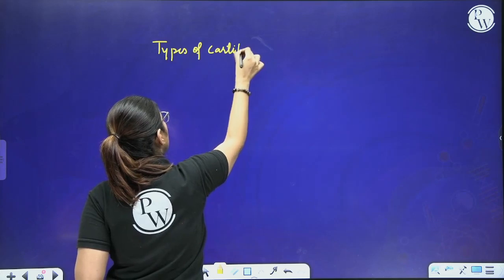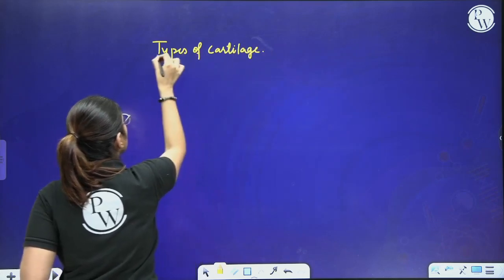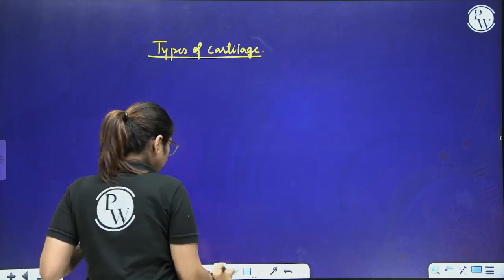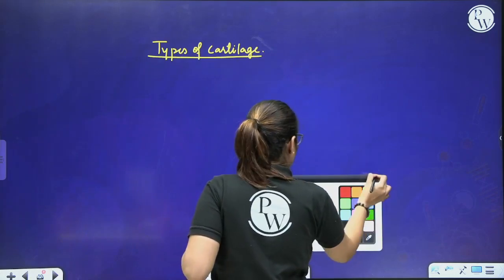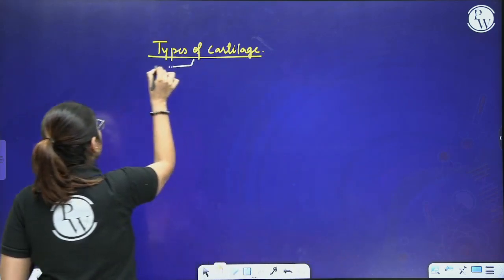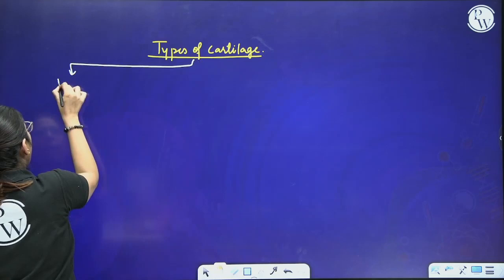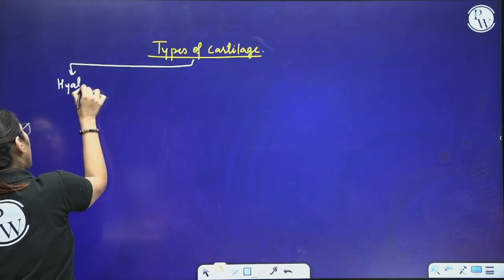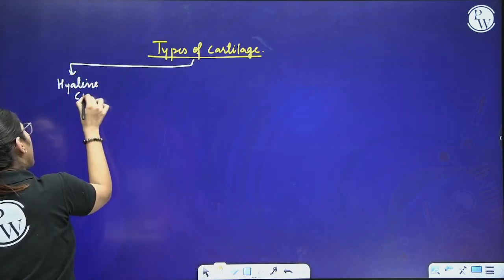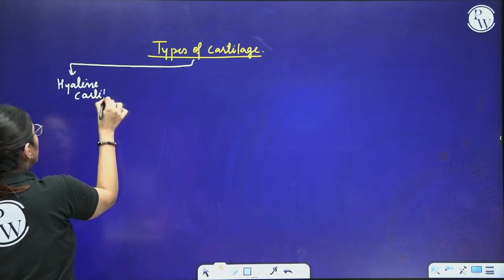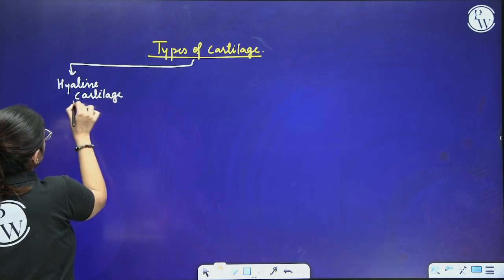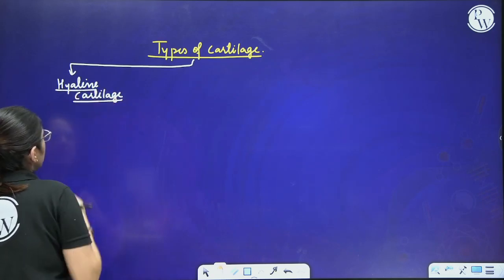Types of cartilage. So first of all, let's talk about the hyaline cartilage. Before talking about what this actually is, I would like to tell you where these hyaline cartilages are present.